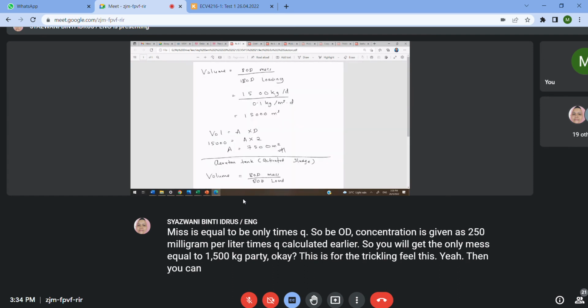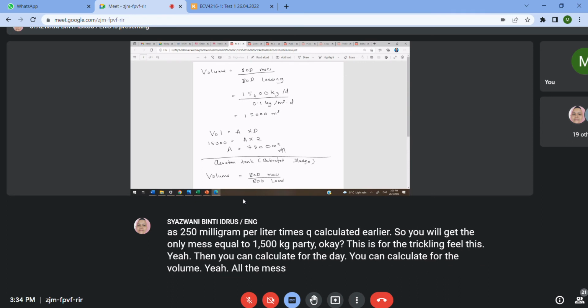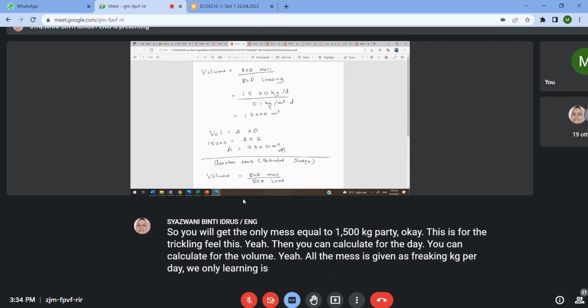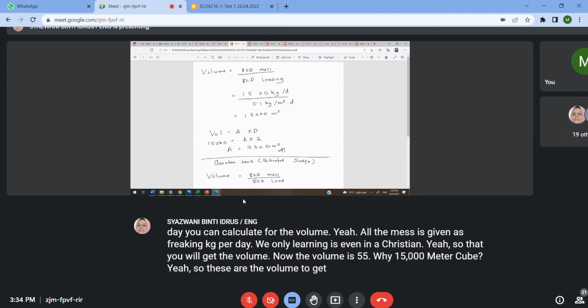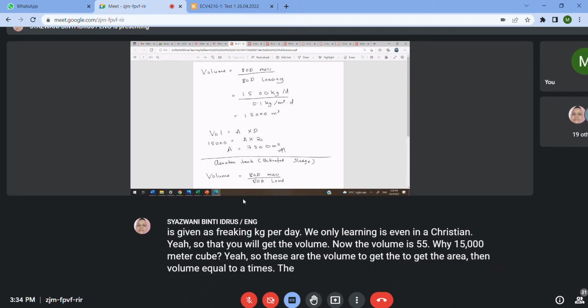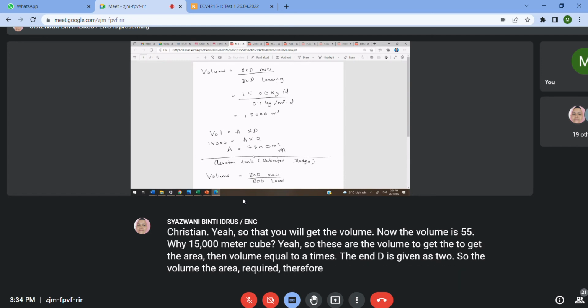Then you can calculate the volume. BOD mass is given as 1,500 kg per day. BOD loading is given in the question. So that you will get the volume. The volume is 15,000 meter cube. To get the area, volume equals A times D. D is given as 2. So the area required for the trickling filters is 7,500 meters squared.